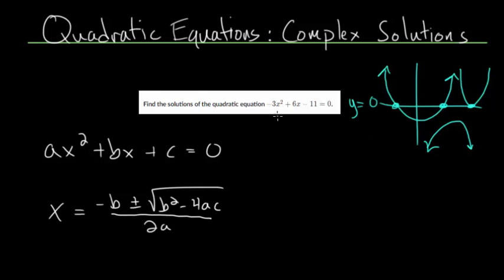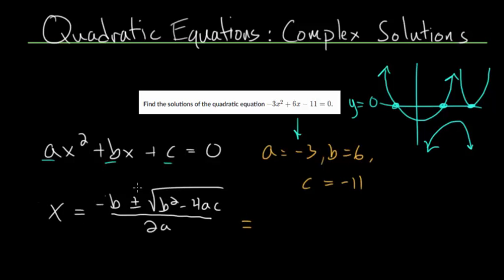So with that in mind, let's match up what a, b, and c are from our standard form so that we can apply the quadratic formula. From this quadratic they gave us, a would be -3, that's the coefficient on x squared. b is the coefficient on x, which is 6, and c is the constant, which is -11. The signs are important, so make sure you're carrying those along.